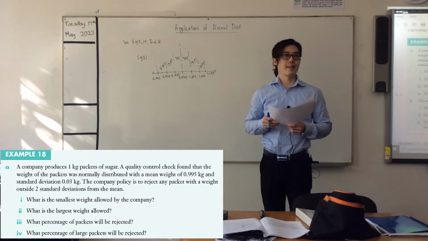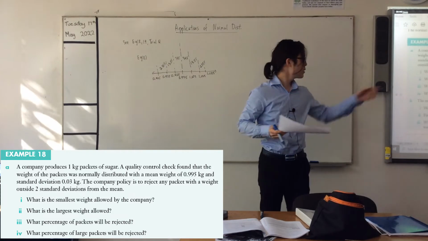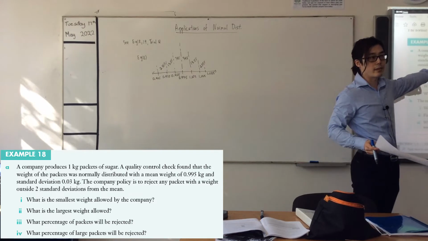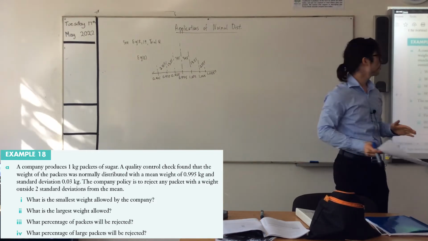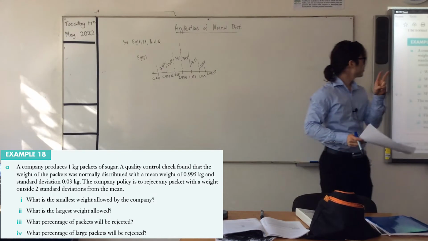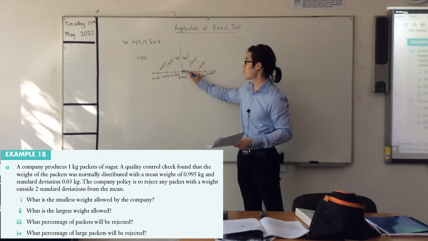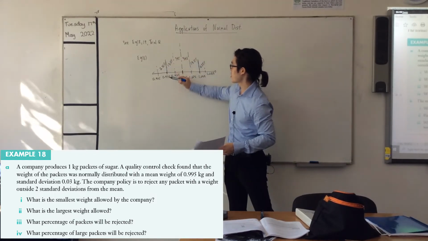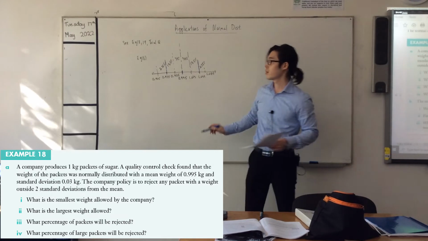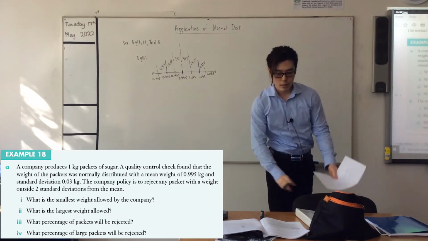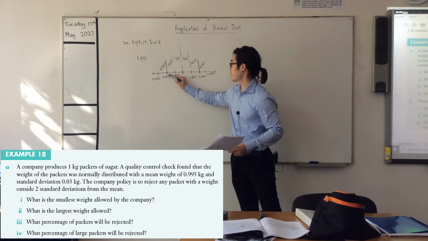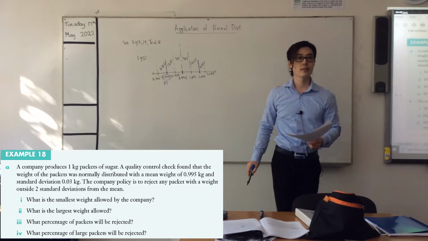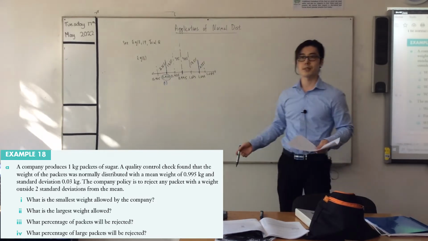Now, what is the smallest weight allowed by the company? Given in the question, the company policy in the last sentence of the paragraph is to reject any packet with a weight outside 2 standard deviations from the mean. So that means from the mean, 1, 2. These weights are the only ones that will be taken. Does that make sense? So that means the smallest weight allowed by the company would be that part, 0.935. Does that make sense? That's all it is. So like I said, if you set it up, it's not hard.